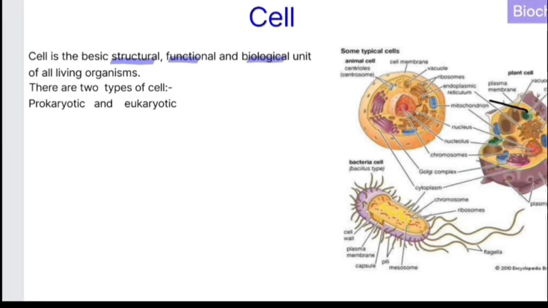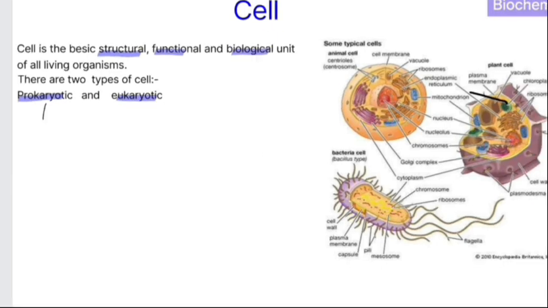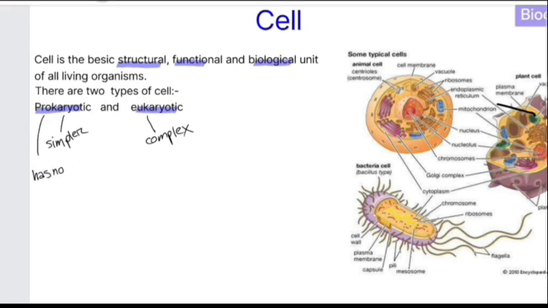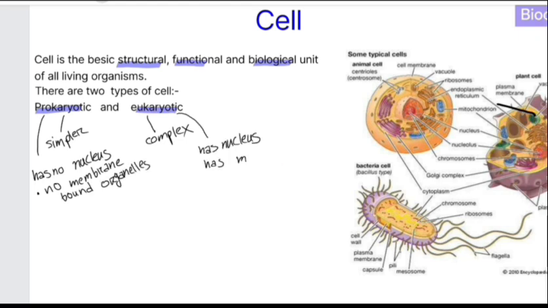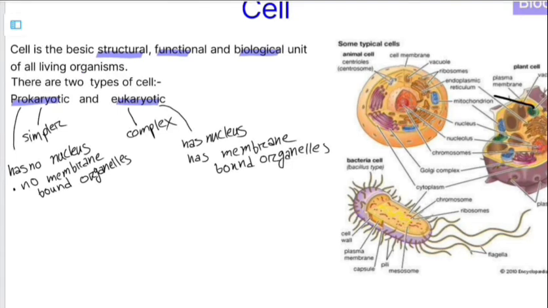All cells fall into two major categories: prokaryotic and eukaryotic. Prokaryotic cells are simpler, and eukaryotic cells are complex. A prokaryotic cell has no nucleus, no membrane organelles, whereas a eukaryotic cell has a nucleus and membrane organelles. Examples of eukaryotic cells are animal cells and plant cells, which are multicellular, and an example of a prokaryotic cell is a bacterial cell, which is unicellular.